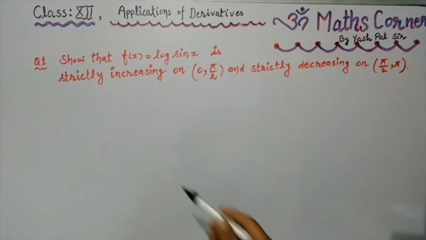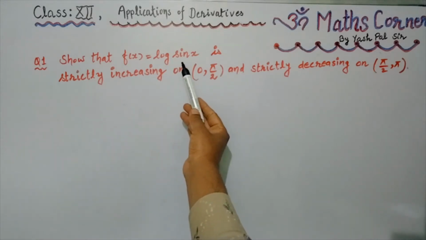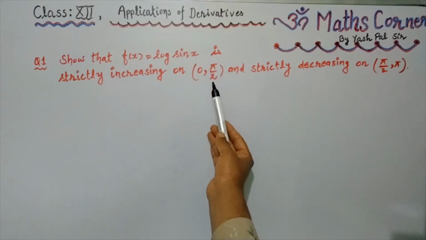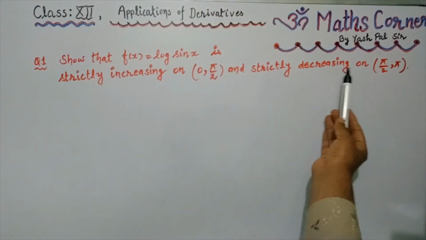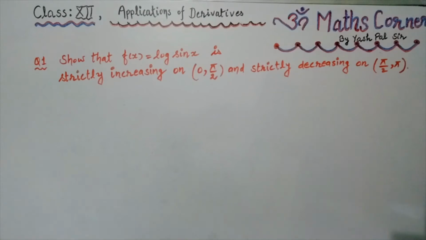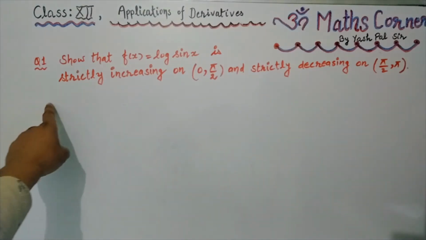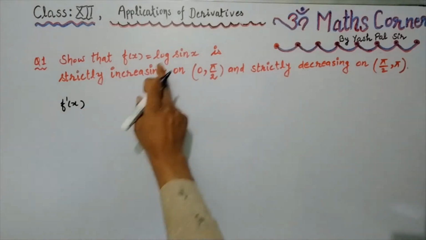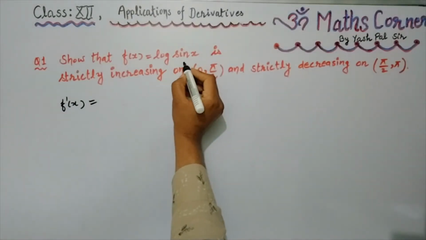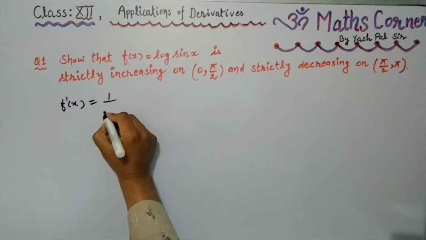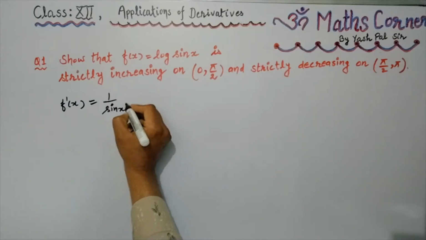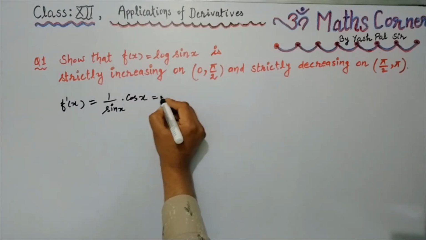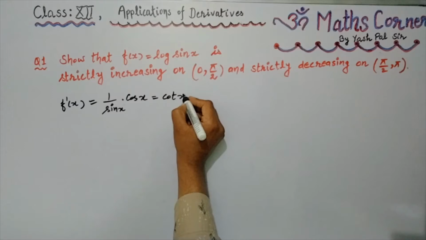Question number 1. Show that f of x is equal to log of sin x is strictly increasing on 0 to pi by 2 and strictly decreasing on pi by 2 to pi. So here firstly we find the derivative of the given function, f dash x. This is log sin x, meaning 1 upon sin of x into derivative of sin x, which is cos of x, which is equal to cotangent x.